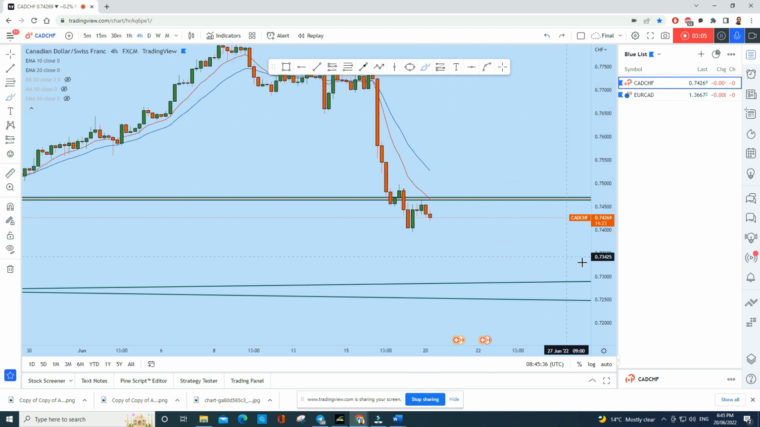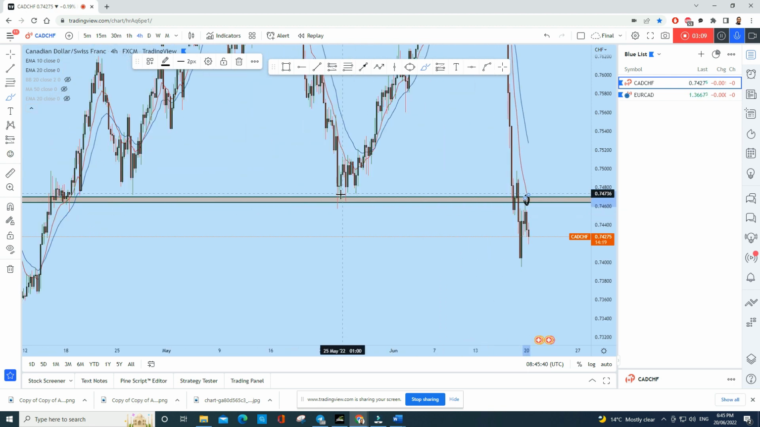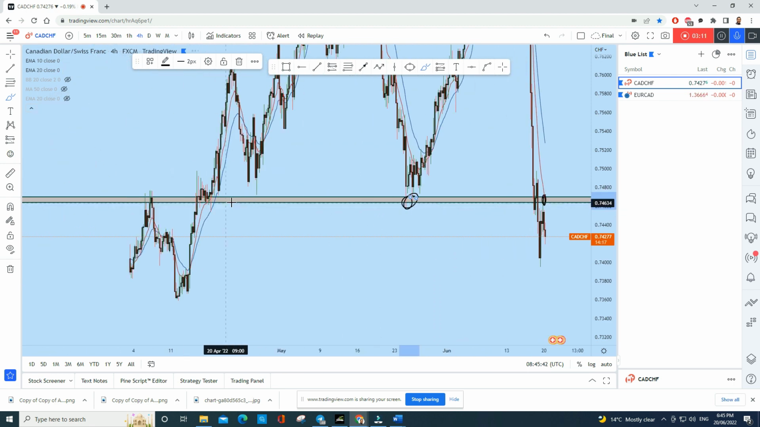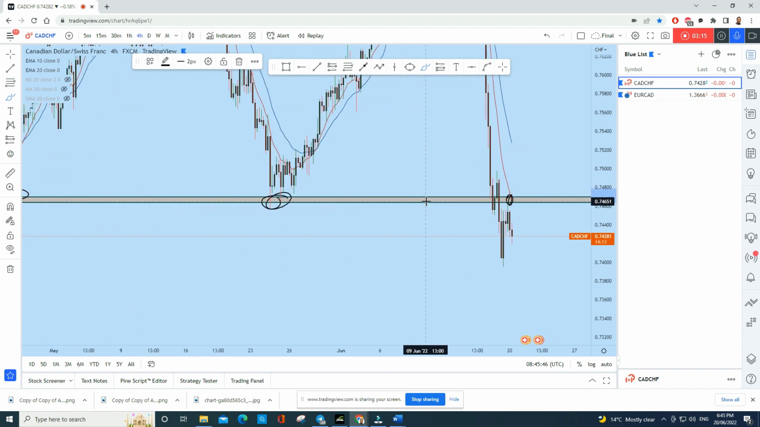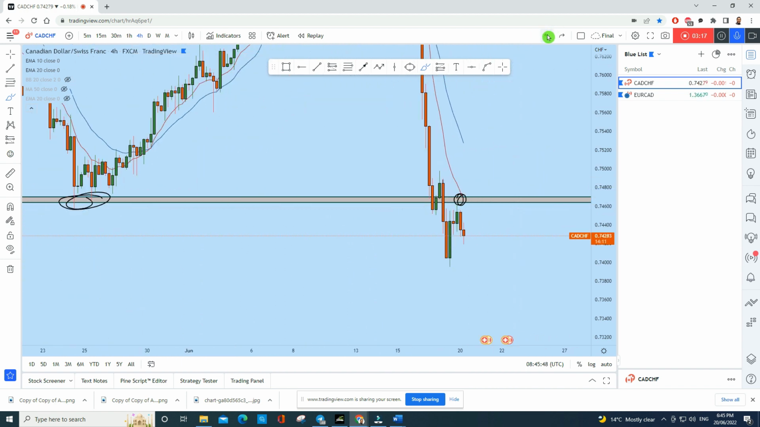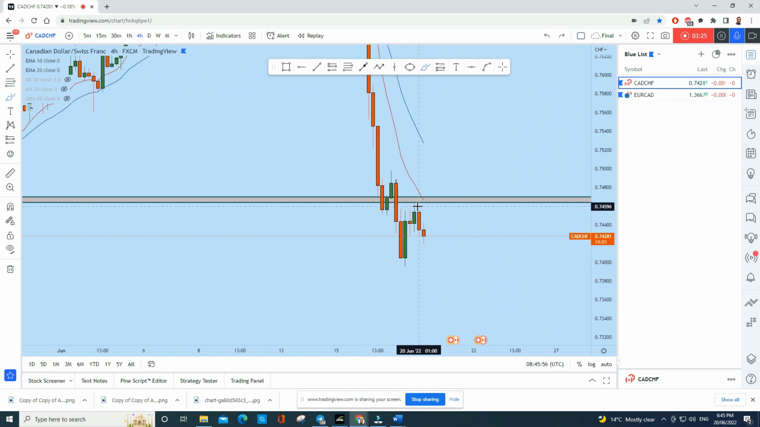Now at this point, you see there is a very strong resistance here, support here, support here, resistance. So quite a few times this same level acted as support and resistance. Now we saw the price test this level today, and then we saw a rejection. From here, after this bearish candle, the price is now creating a doji.